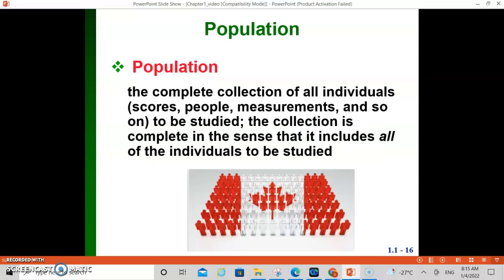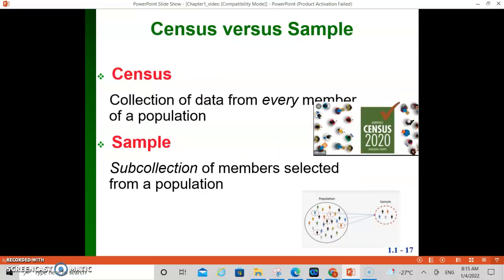The population. Of course, you know what population means, but here you have to understand it: the complete collection of all individuals. That is called the population, right? You can't miss out anyone. In this case, the whole class is the population. If I want to select the population, I have to ask everyone, not 50 instead of 70. That is not called the population. So that's the first term you have to know in this course.